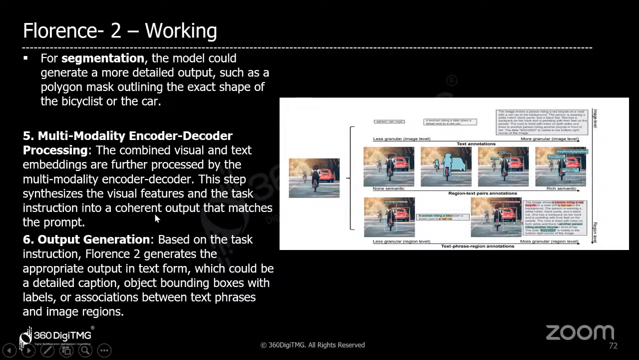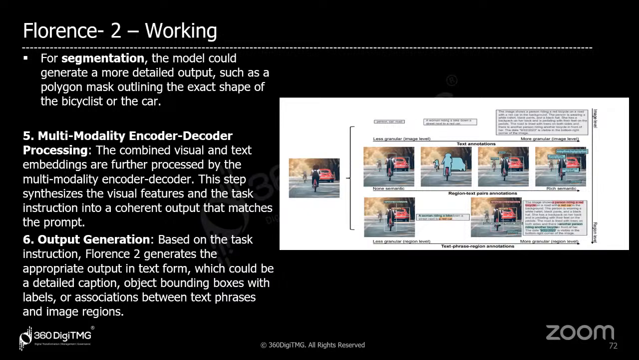Then there is multimodality encoder-decoder processing. The combined visual and text embeddings are further processed by the multimodality encoder-decoder architecture. This step merges the visual features and the task instructions into a coherent output that matches the prompt. It will see what is matching with the prompts. After that, the output generation will be there.